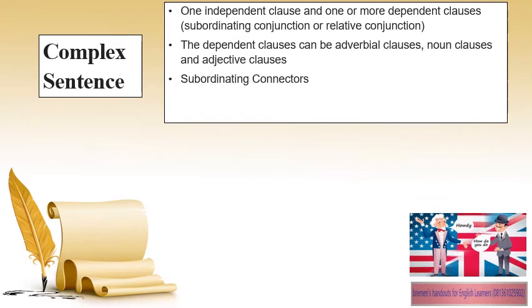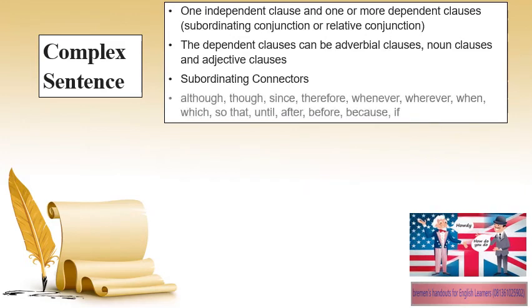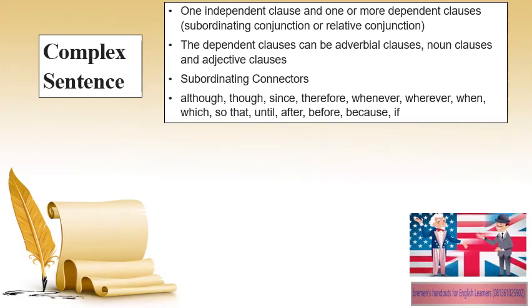What are they? The dependent clause and independent clause join with connectors or subordinating connectors. They are like although, though, since, therefore, whenever, wherever, when, which, so that, until, after, before, because, and if, and there are still other connectors or subordinating connectors you can add here as examples.